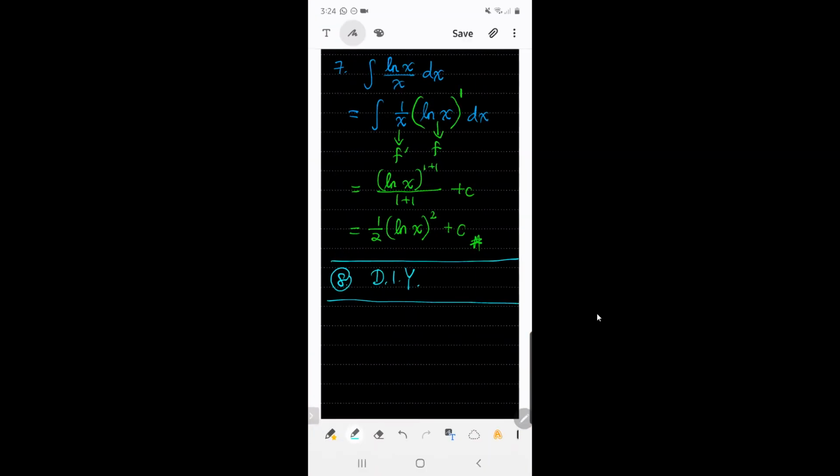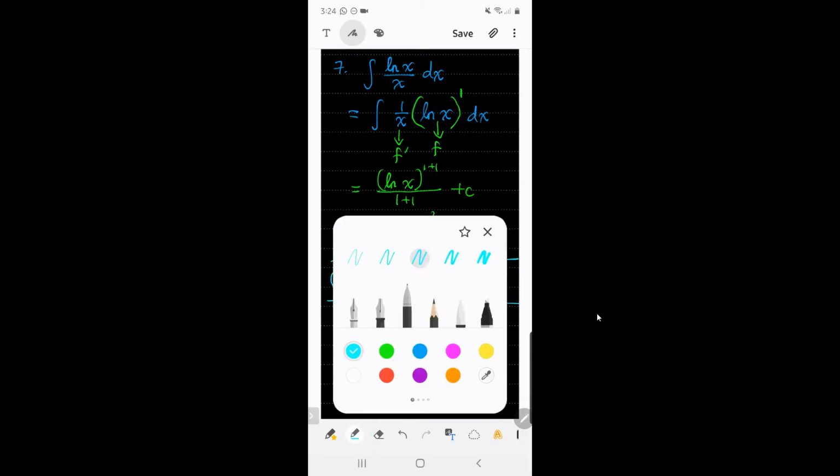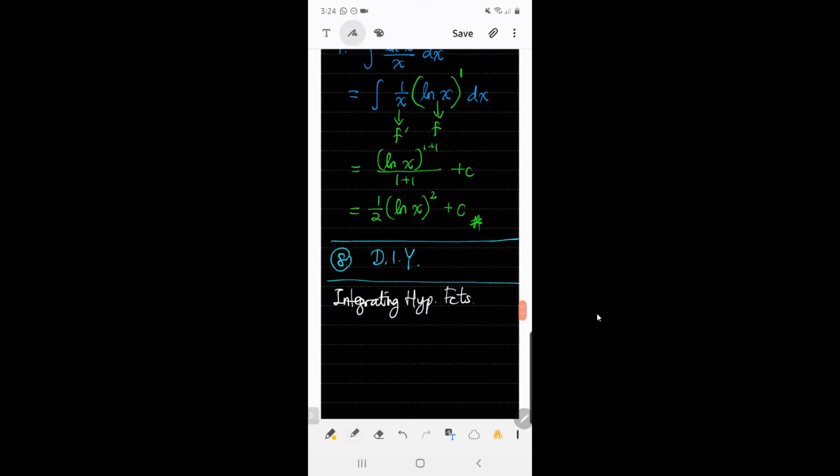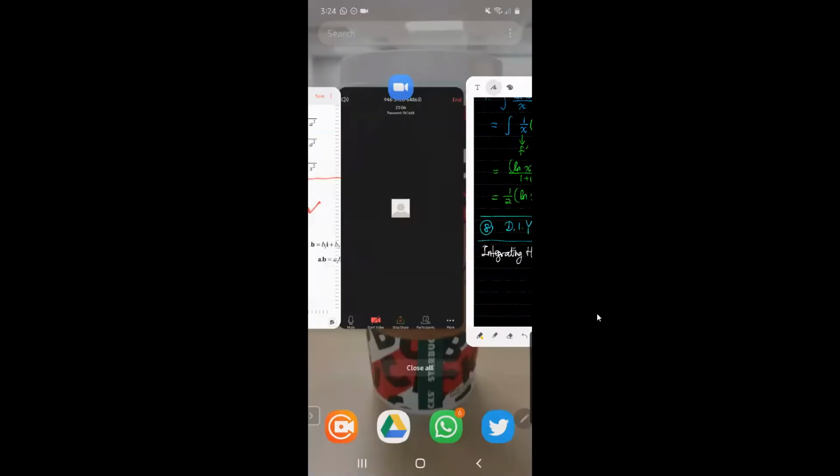The next part is the integration involving the hyperbolic functions. This part is new. So for integrating hyperbolic functions, of course, we are now talking about sinh, cosh, and tanh. Sinh x, cosh x, and tanh x.